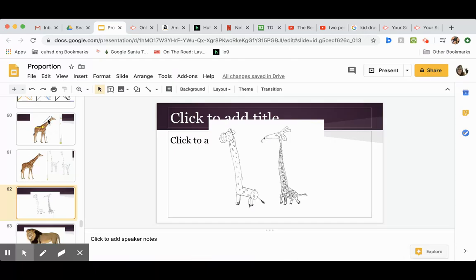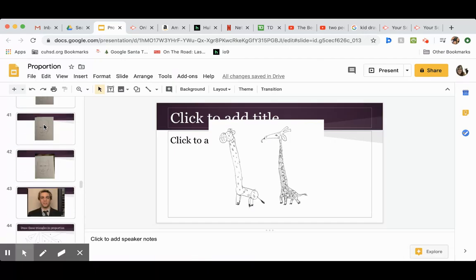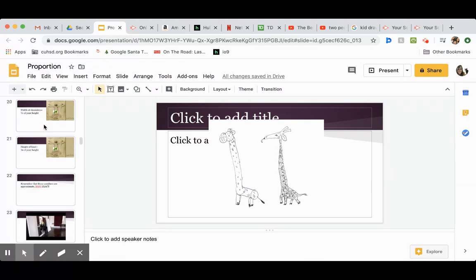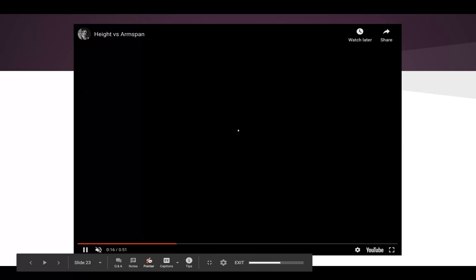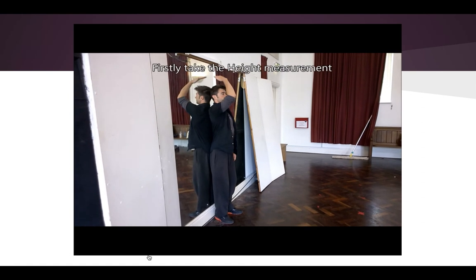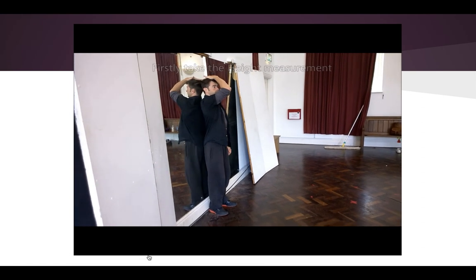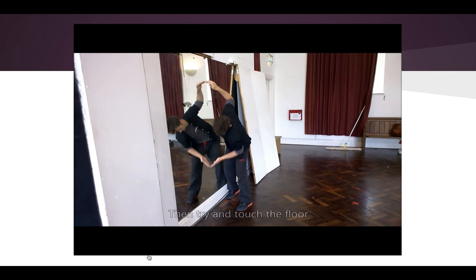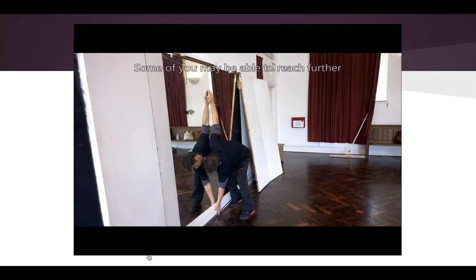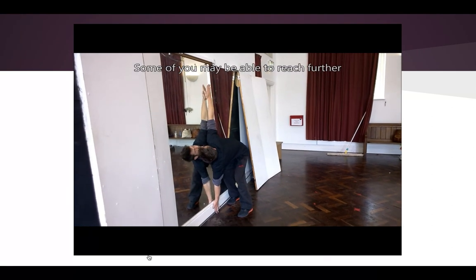Now, human beings, we have all kinds of relationships of our body parts. For example, actually your wingspan, your arm span, is equal to your height. And you'll see that here with this person. Here we go. See, that's their height. They measured their height and it's equal to how wide their arms fit.